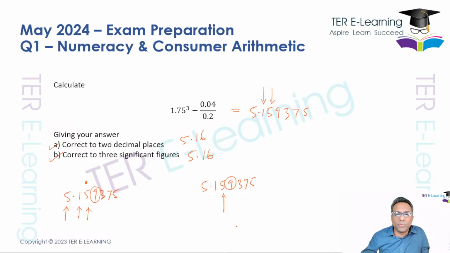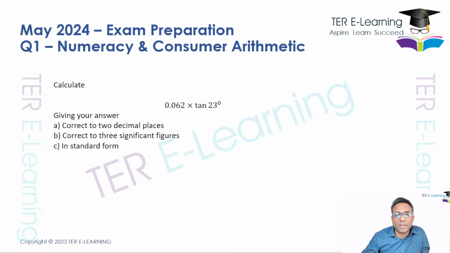Alright, so let's move on to our next example here. Alright, so this one again is based on decimal places. So we want to work out 0.062 multiplied by tan 23. Now the only way to work this out is by using the calculator, right? So if you use your calculator, you're going to get this.